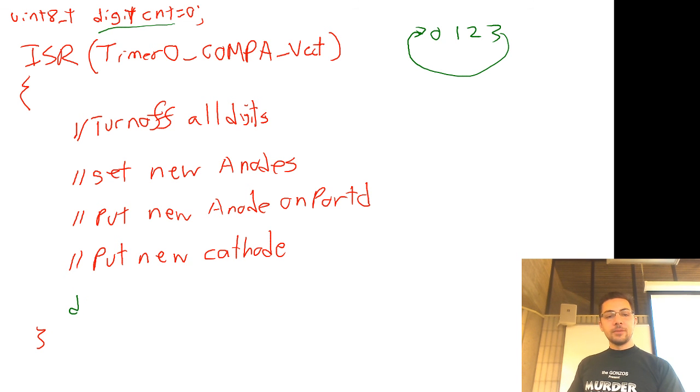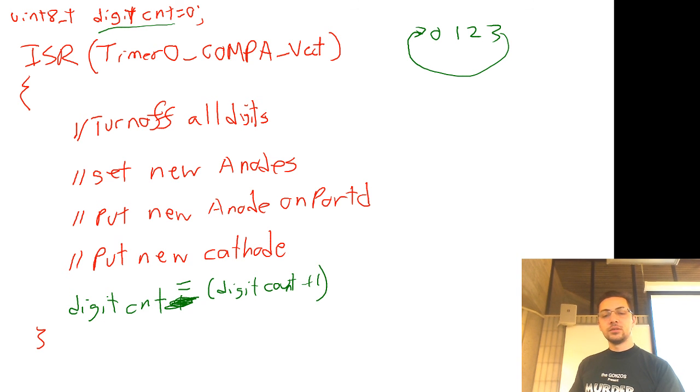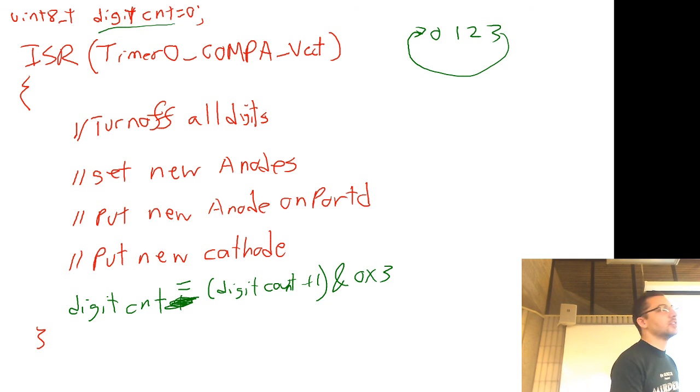So someplace in here, I'm going to say digit_count equals digit_count plus 1. Okay, that's it. I could have said digit equals digit plus 1, and then if digit is greater than 3, digit equals 0. That's lazy. This is the fast way to do it. In embedded programming, we care about fast. This does it with a single logical AND that truncates the value to always be 0 to 3.